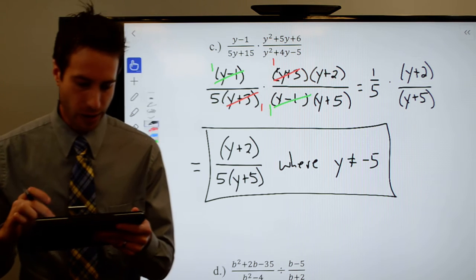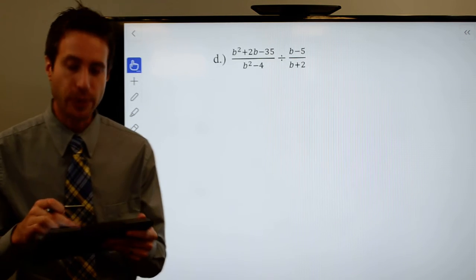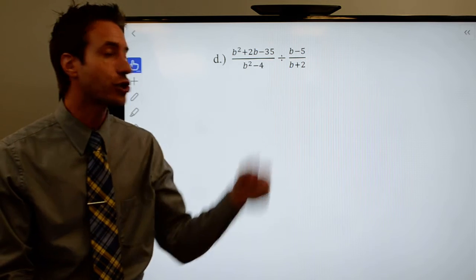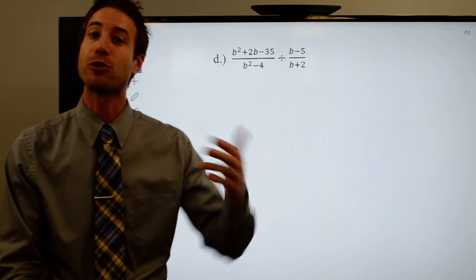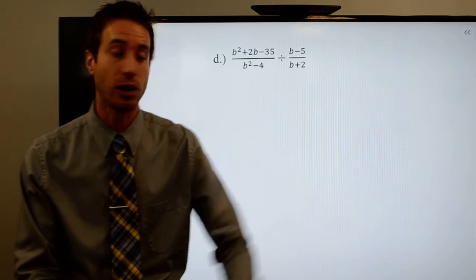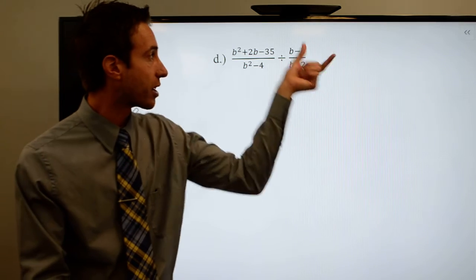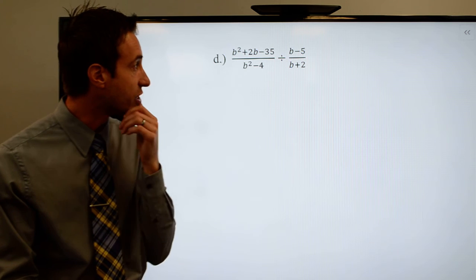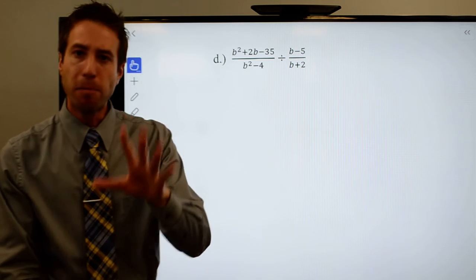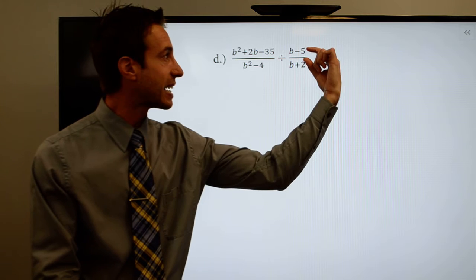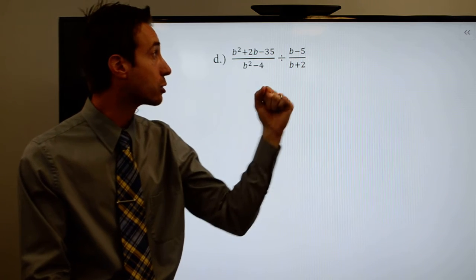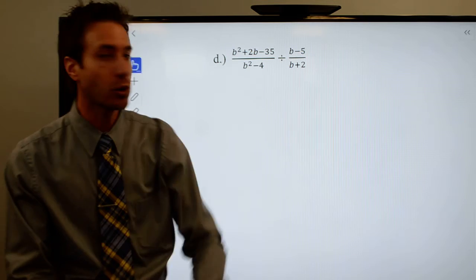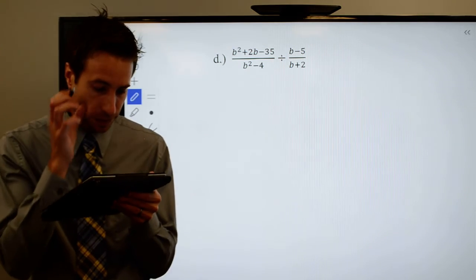Hey, let's try another one. All right, here we go. Again, we have division, so I know that I will need to do multiplication by the reciprocal of the second rational expression. So I'm just going to flip that second guy and change the division to multiplication. But while I'm doing that, I recognize, hey, I can't do anything to these guys, right? There's no way to factor those, but I can factor these guys. So let's do that too.